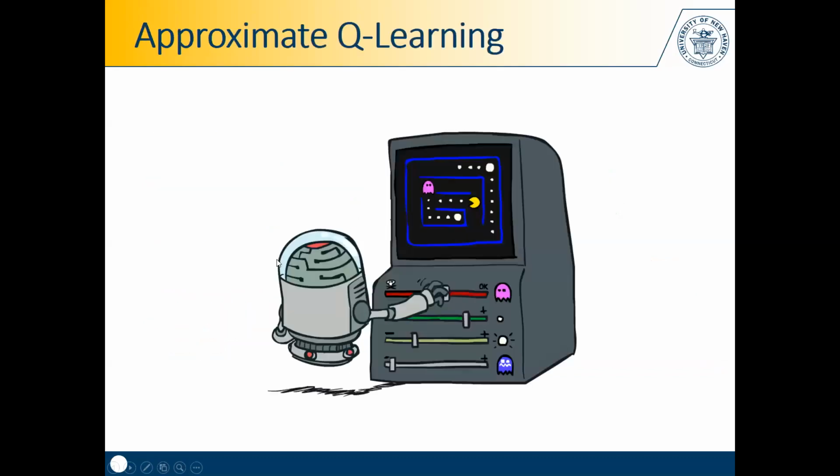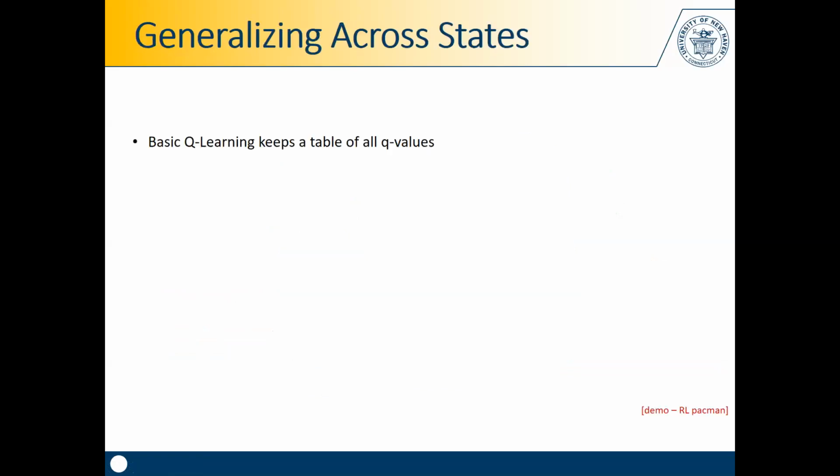So let's talk about approximate Q learning. Somebody in the previous lecture mentioned that Q learning can be really slow in real-world settings. Let's see.